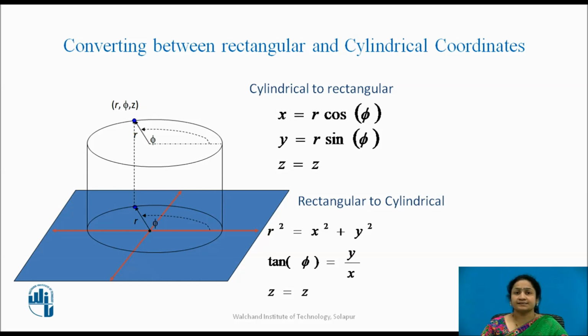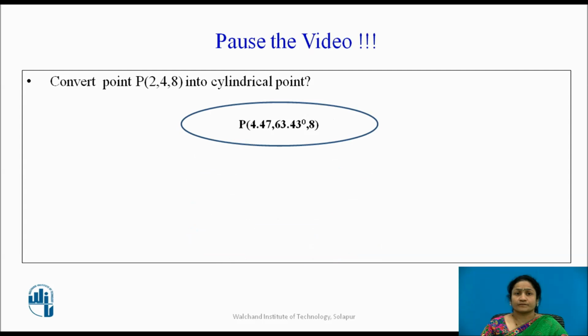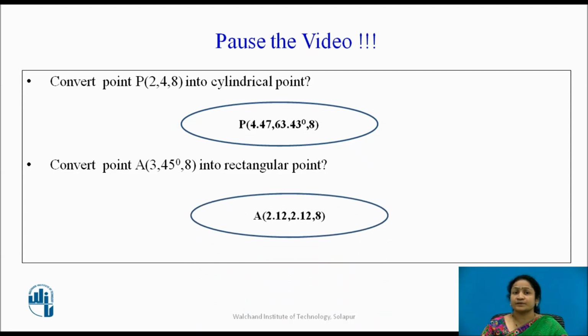Using these formulas, let us solve some problems. Pause this video and convert the point P(2, 4, 8) into cylindrical coordinates. This point P is given in rectangular coordinates. The answer will be 4.47, 63.43 degrees and 8. Now convert the point A, which is given in cylindrical coordinates, into rectangular. The answer will be 2.12, 2.12, 8. As the angle is 45 degrees, the two sides x and y will be equal.